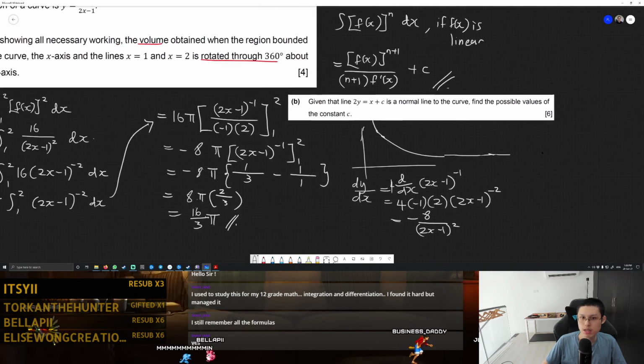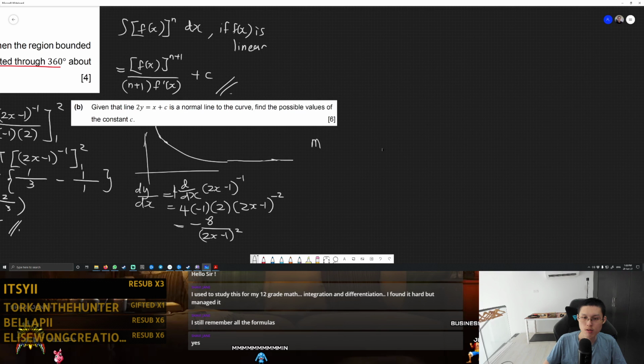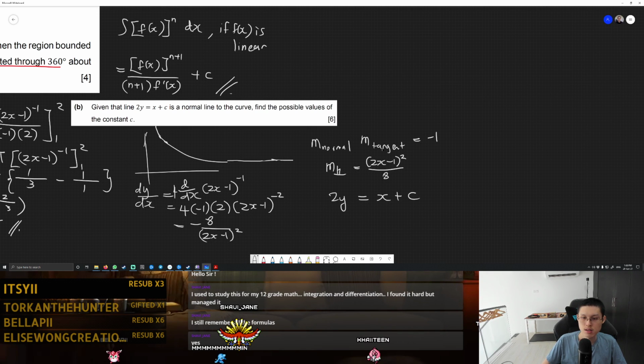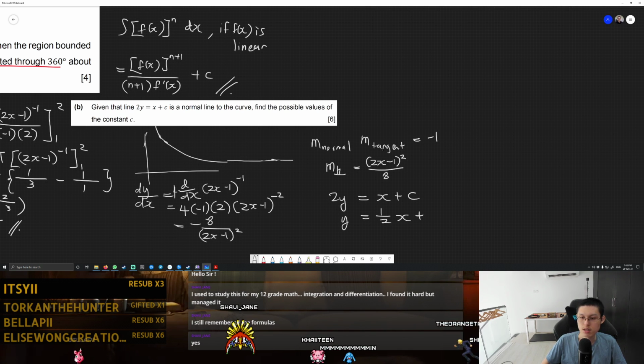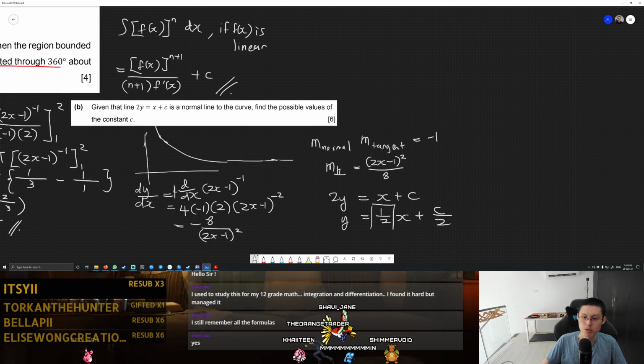Okay, suppose we leave it as unknowns, and then to find the gradient of the normal, we have to multiply that with the gradient of the tangent and equate that to -1. So the gradient of your normal must be (2x minus 1) squared over 8. All right. And the question tells you that the equation of the normal is 2y equals x plus c. If we rearrange this, we're going to get y equals half x plus c over 2, which implies that the gradient of the normal must be a half.